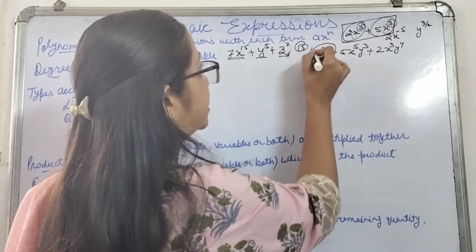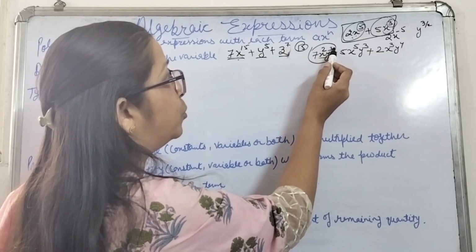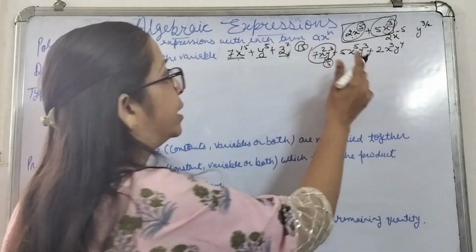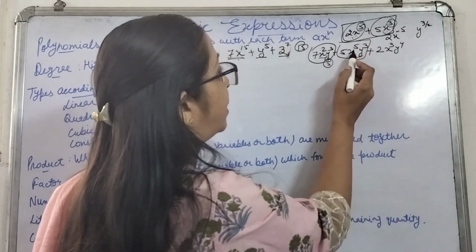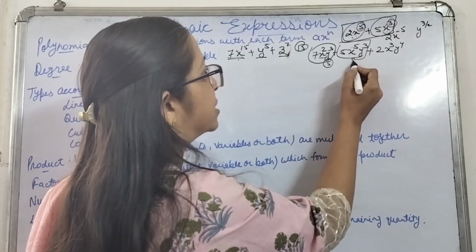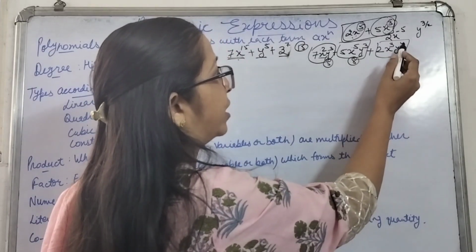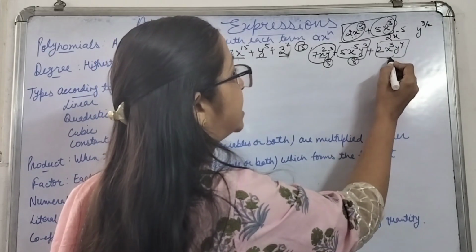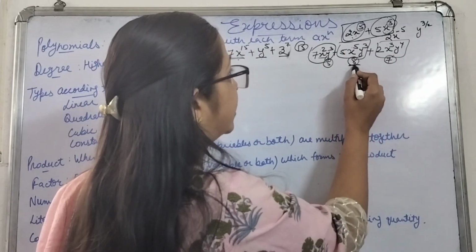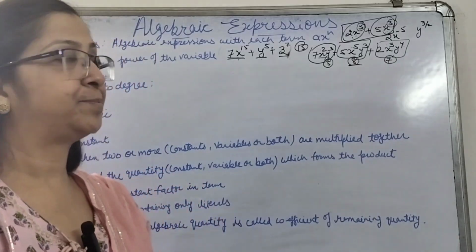For this term, we are considering first. Here, power of x is 2 and y is 3. So 2 plus 3, it means 5 is the degree for this term. Now coming to this term, here power of x is 5 and power of y is 3. So 5 plus 3 is 8. Here in this term, power of x is 3 and power of y is 4. So 3 plus 4, it is 7. So the highest is 8. That's the reason the degree of this algebraic expression will be 8.